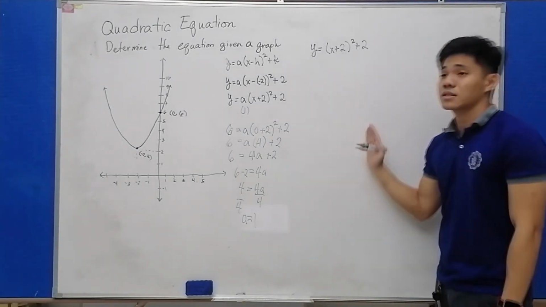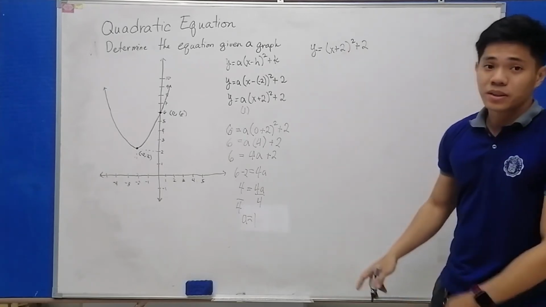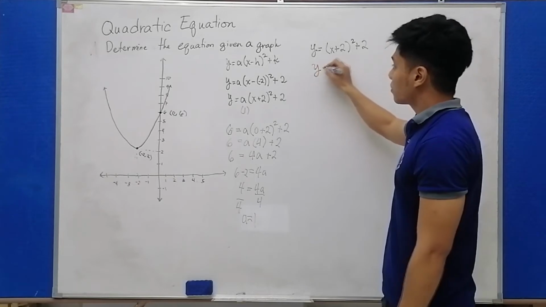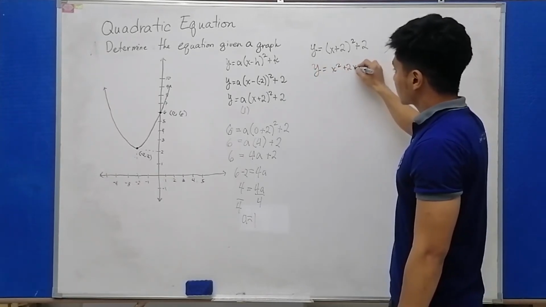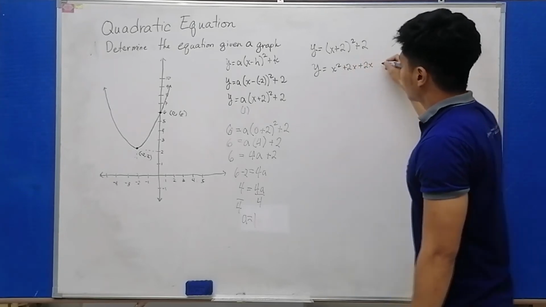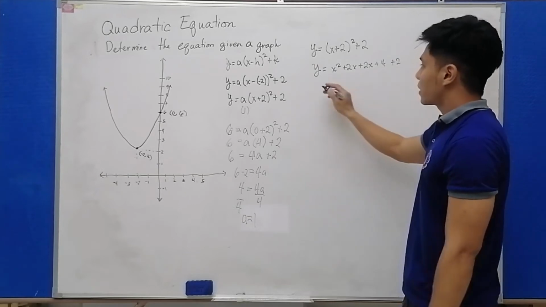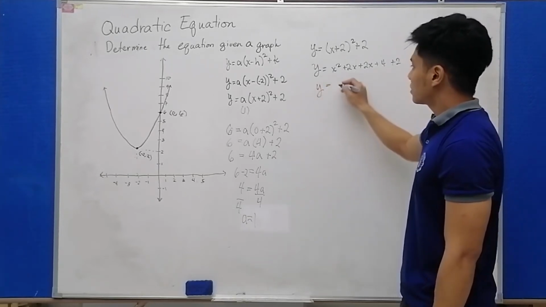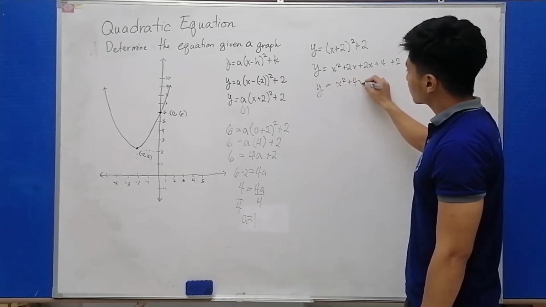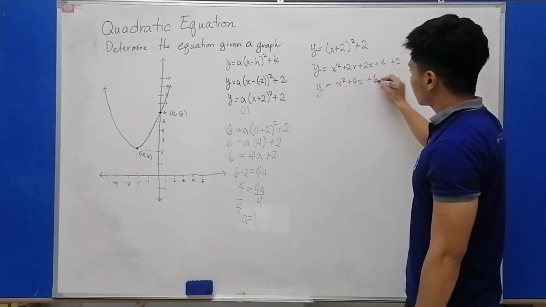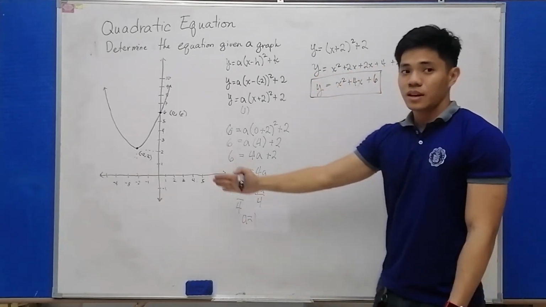So what if we want to convert it to its standard form? Because this is still in vertex form. Same procedure as in our last session, just perform the FOIL method. If we perform the FOIL method, we have y = x^2 + 2x + 2x + 4 + 2. Then simplify our terms. We have y = x^2 + 4x + 6. That is our standard form for this graph.